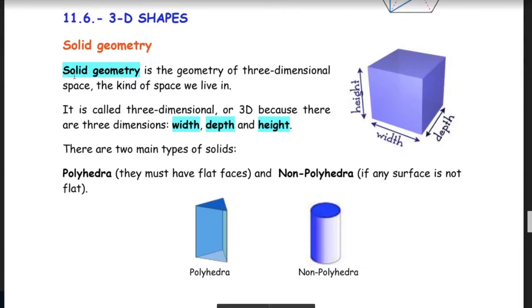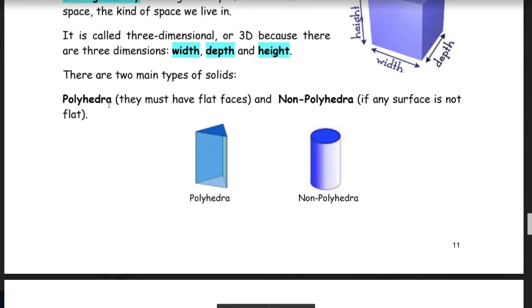So, we know that solid geometry is the geometry of three-dimensional space, the kind of space we live in. It is called three-dimensional or 3D because there are three dimensions: width, depth, and height. So width, depth, and height. There are two main types of solids: polyhedra, which has flat faces, and non-polyhedra, if any surface is not flat.